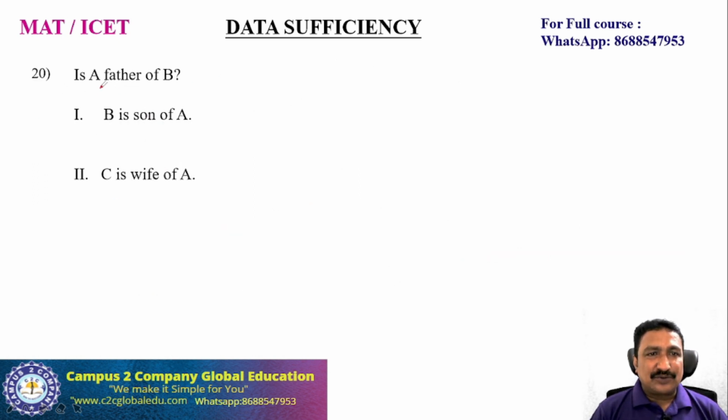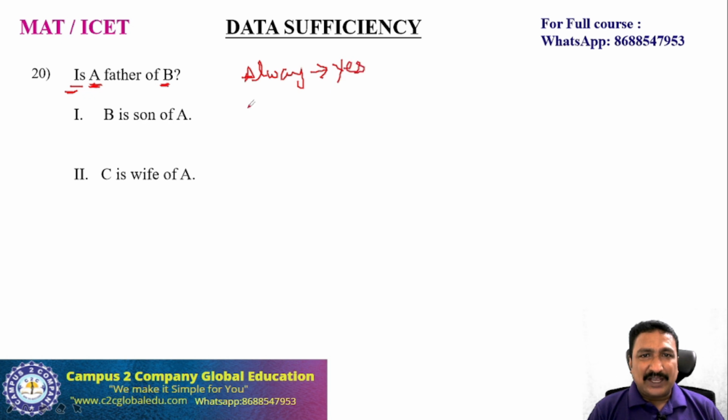Now look at the next question, friends. Is A the father of B? They are asking this. This is also a blood relations question. Whenever they ask this, you should say always yes, A is the father of B, or always no, A is not the father of B. But we should not say sometimes yes, he is the father, sometimes no, he is not. We should not say sometimes. Always you should say yes or no.